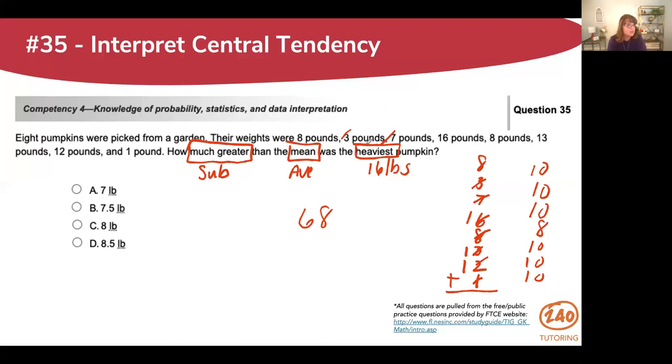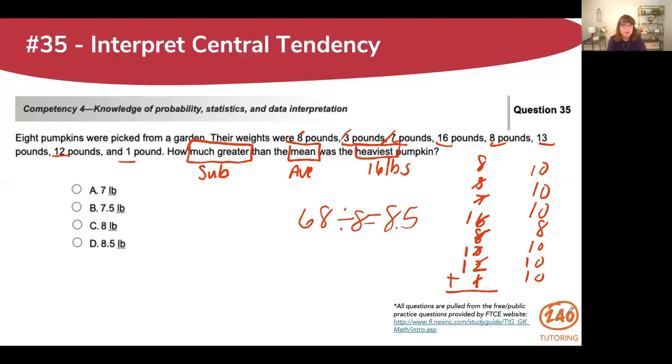And we have 68, and we've got how many pumpkins? 1, 2, 3, 4, 5, 6, 7, 8. And so we're looking at 68 divided by 8. And that might be where a calculator is helpful, 8.5. Okay, you can do that on your calculator.